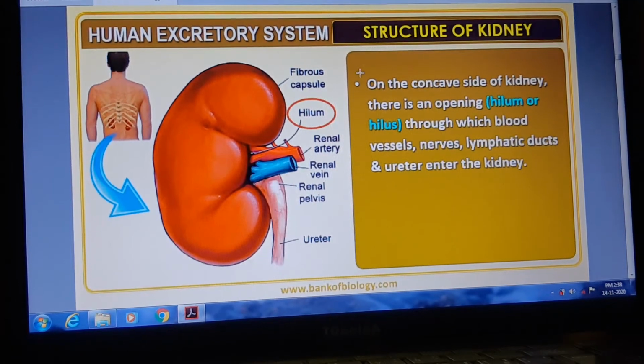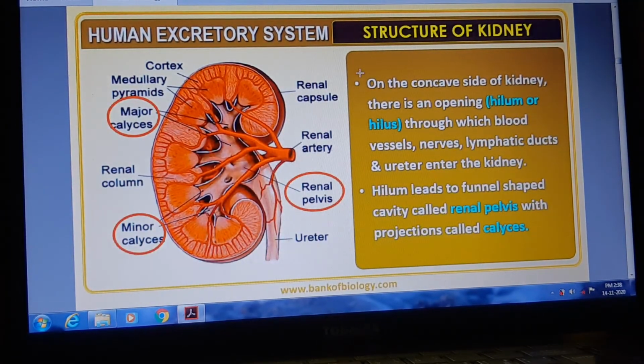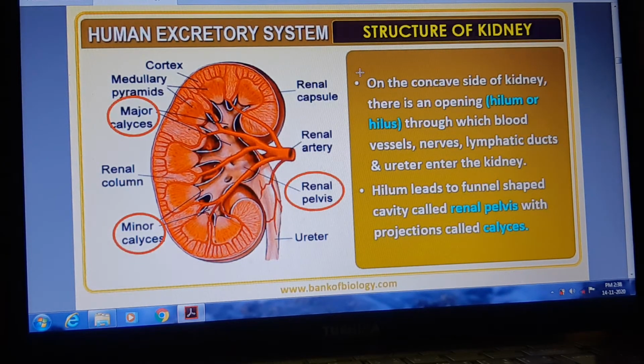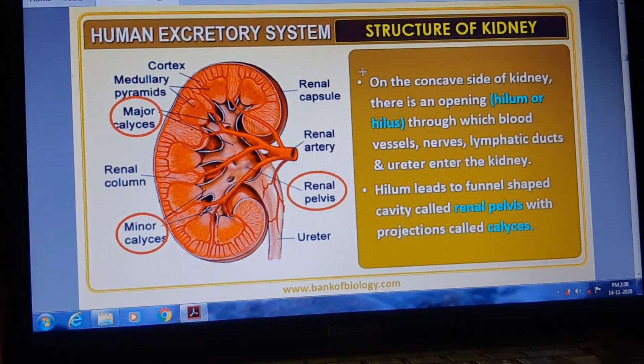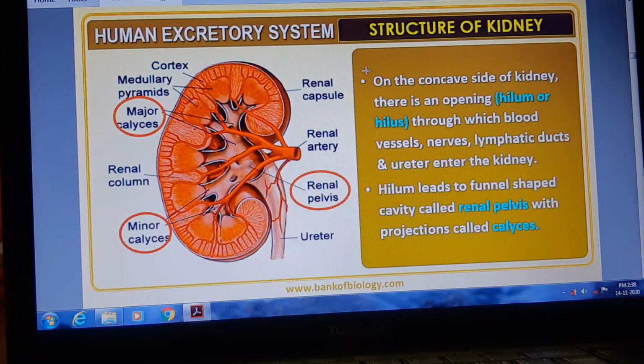Then internally, when we cut the organ anatomically, what is the internal part of the kidney? You can see here the concave side. We know what convex and concave mean. On the concave side of the kidney, there is an opening known as the hilum.